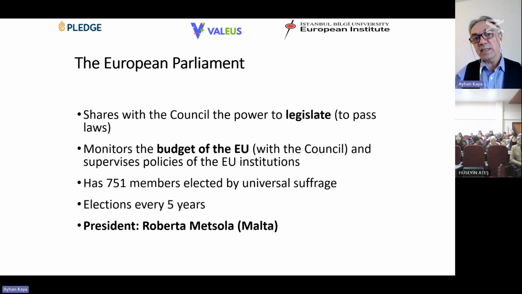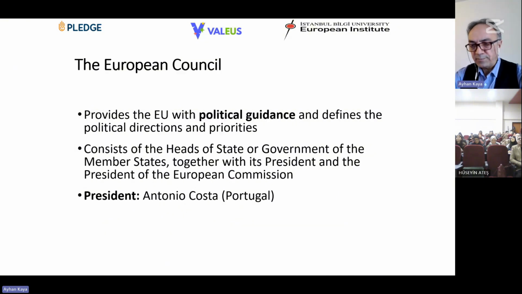But anyway, it is a very important institution which shares with the Council the power to legislate. It's the legislative institution of the European Union, monitors the budgets of the European Union, and the European Parliament has 751 members, and the European Parliamentary elections often take place every 4 years in June. And now the president of the European Parliament is a woman, Roberta Metsola from Malta.